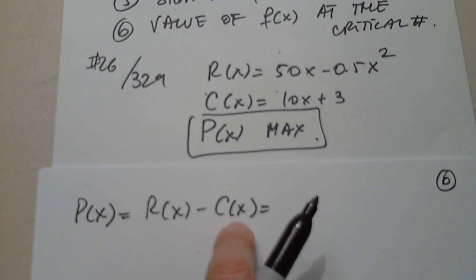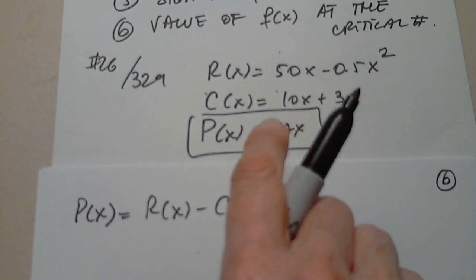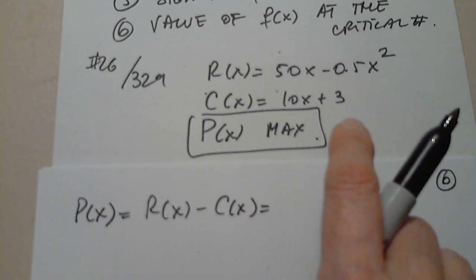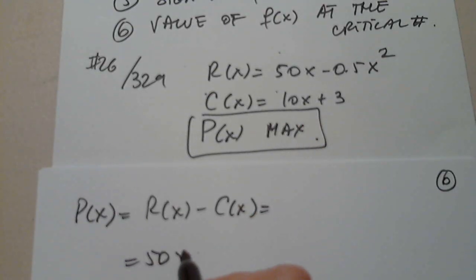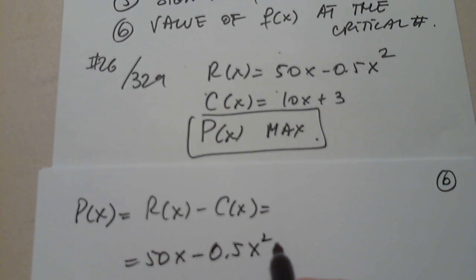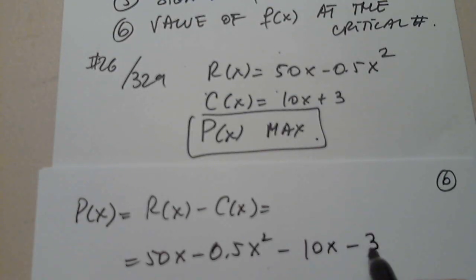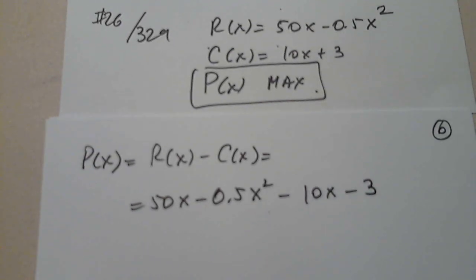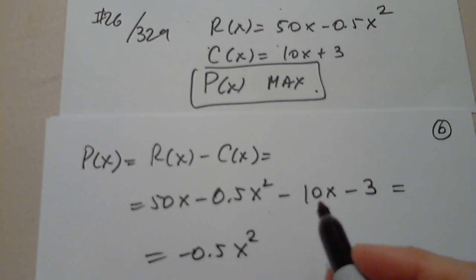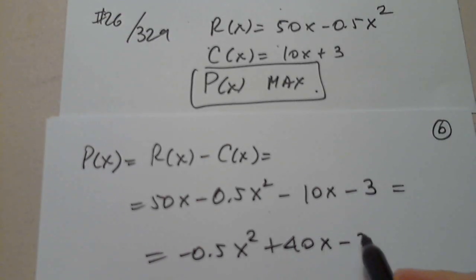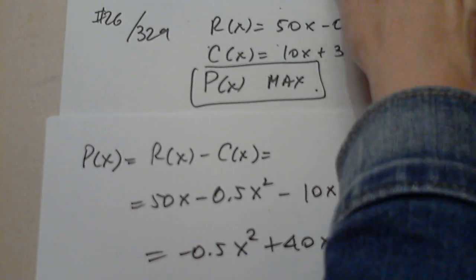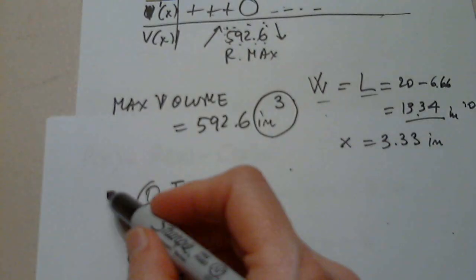Please remember, minus in front of the cost means you have to subtract every term. Do not pick and choose. So 50x minus 0.5x squared minus 10x minus 3. Please arrange it in descending order. Negative 0.5x squared plus 40x minus 3. So we went through step number 1.